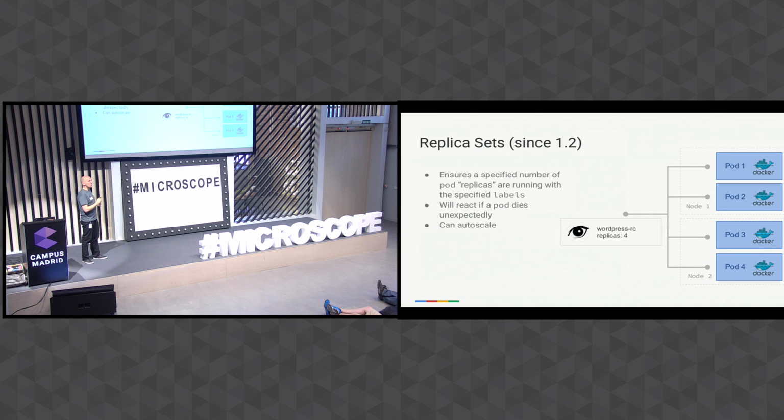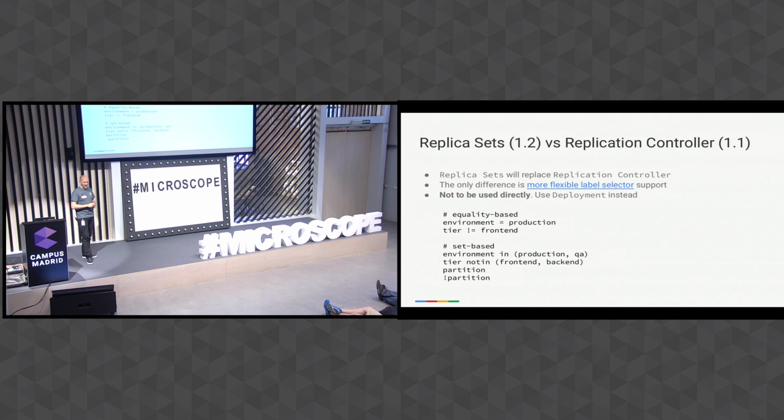Replica sets can also auto-scale. You can specify either I want 4 pods of this, or you can specify I want between 2 and 5 pods, depending on CPU usage, depending on whatever metric you want to use. For those familiar with Kubernetes 1.1, which used to be the case of replication controller, replica sets is exactly the same concept, only more flexible in terms of labels. How many labels I'm allowed to use, how flexible these labels are.